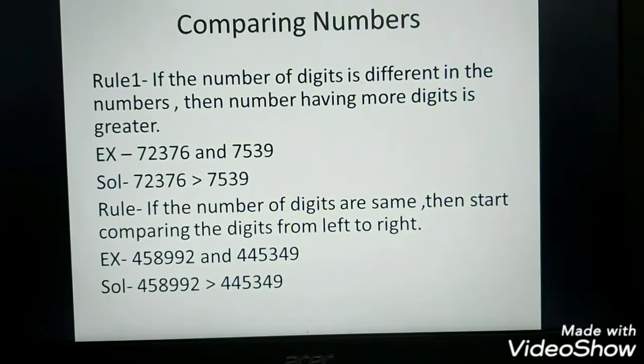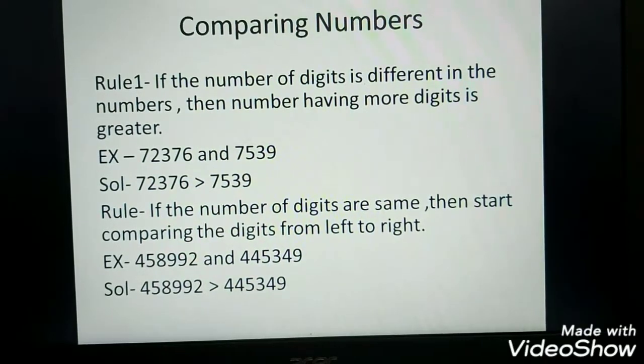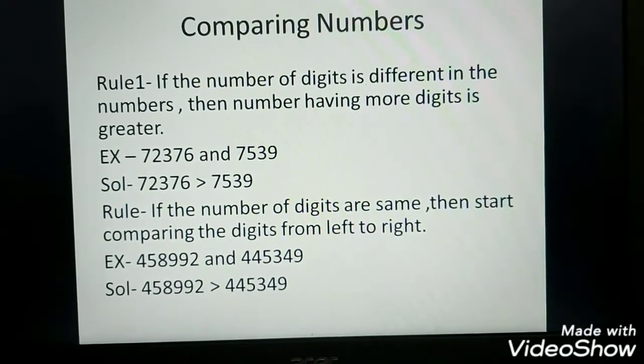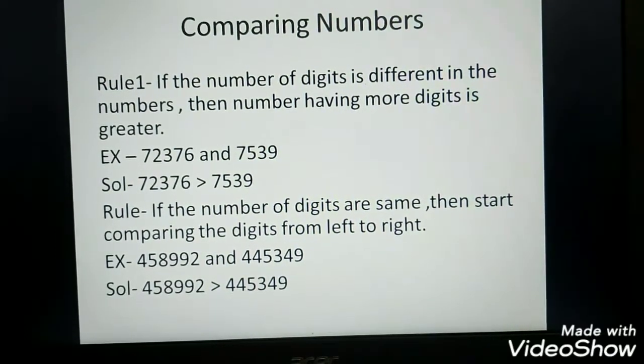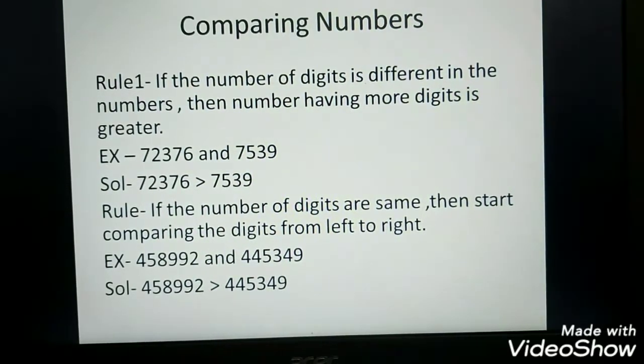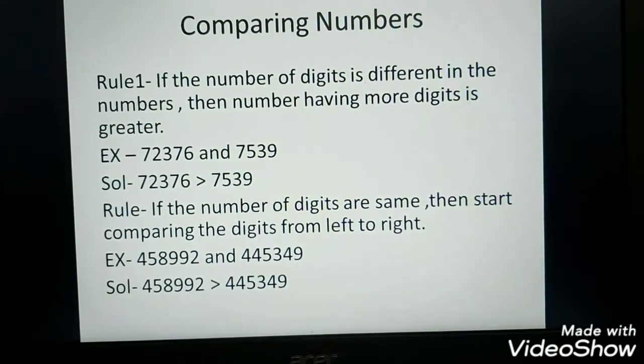Now let me explain an example here. 72,376 and 7,539. Now count the number of digits in the first number. How many digits are there? 5. And count the number of digits in the second number. How many digits are there? 4. So which number has the greater number of digits? 72,376. So this is the greater number.